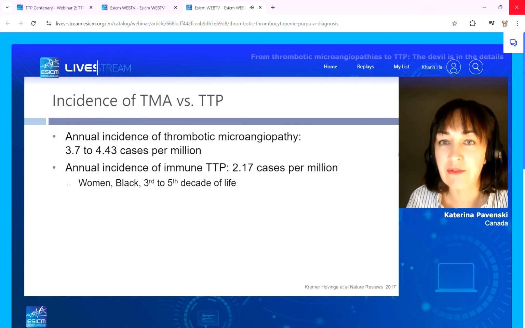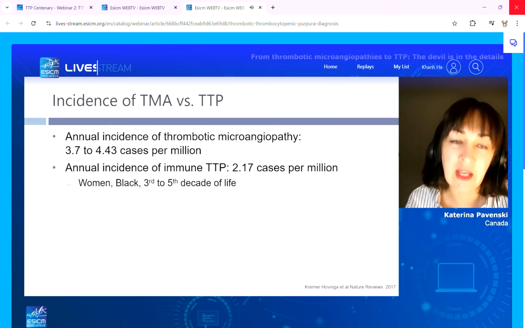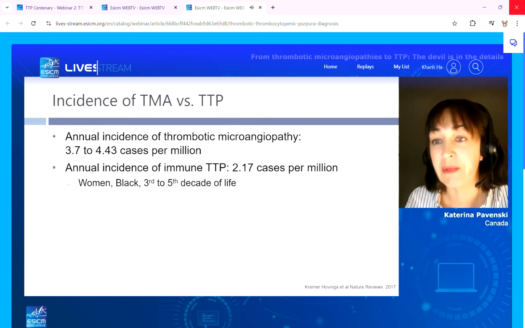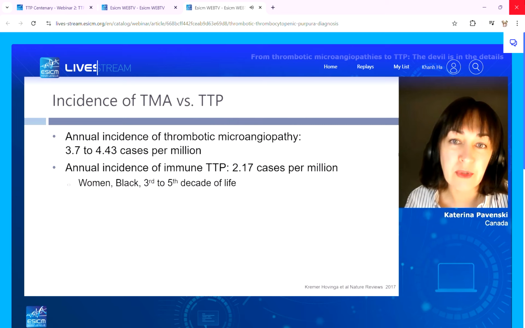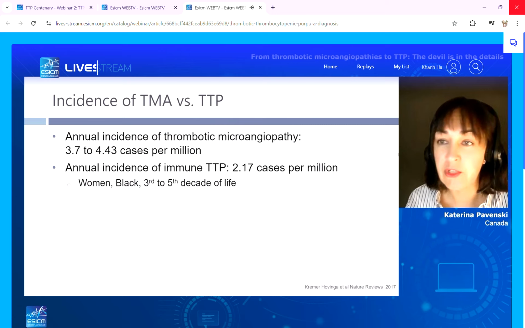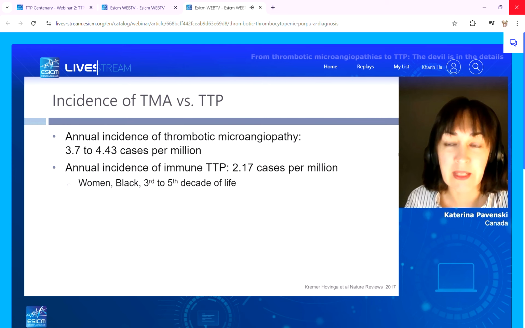So what is the incidence of TMA versus TTP? We don't have very much information on this, but we do have some data from Europe and United States. The annual incidence of TMA is thought to be around 4 cases per million, whereas the annual incidence of immune TTP is thought to be about half of that. It is also important to point out that epidemiology of TTP is different from other TMAs, with predominance of women in the 3rd to 5th decade of life and preponderance of patients with Black ancestry.